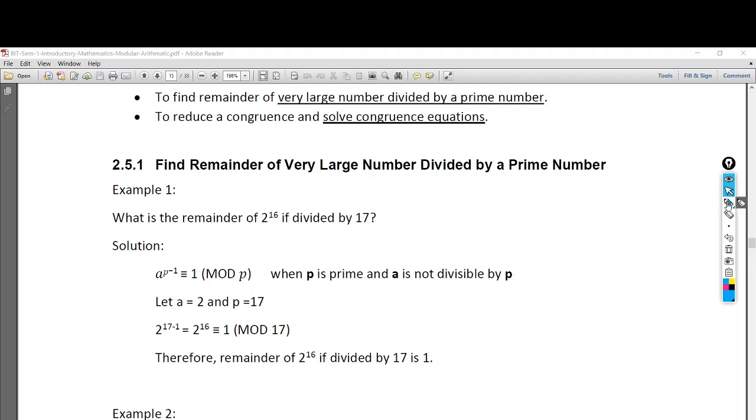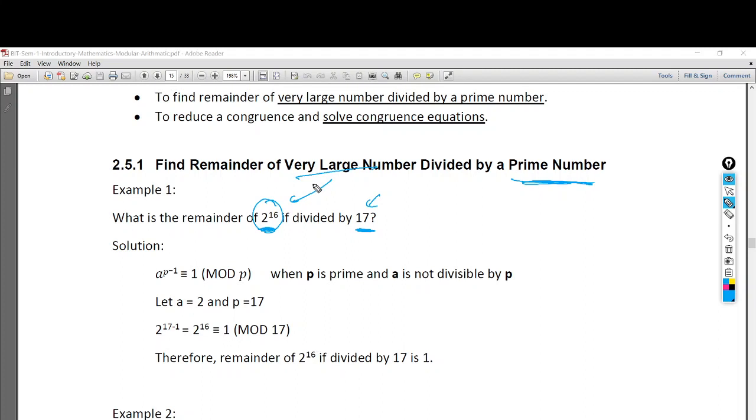Okay, so let's take an example. Assume that we want to calculate the remainder of 2 to the power 16 when divided by 17. Of course, this divisor must be a prime number, otherwise you can't use this approach. We can use this approach only when it is divided by a prime number. So this is a very large number, 2 to the power 16.